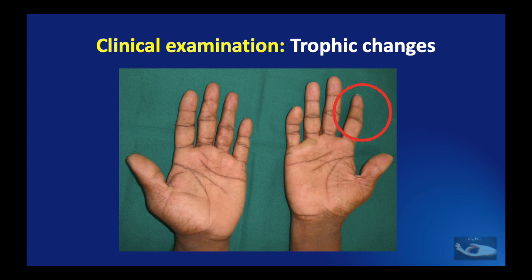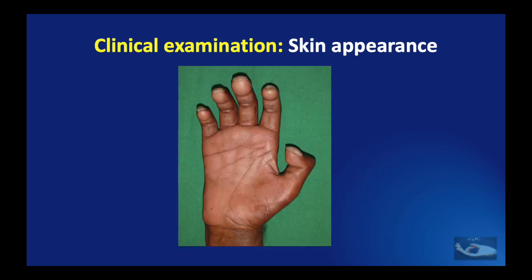One of these changes is the degeneration of the fat pad in the pulp of the fingers. The normal rounded appearance of the pulp of the index and mid fingers becomes more sharp appearing in a patient with a median nerve palsy. The skin also appears shiny and smooth due to the loss of papillary dermal ridges and also appears dry.